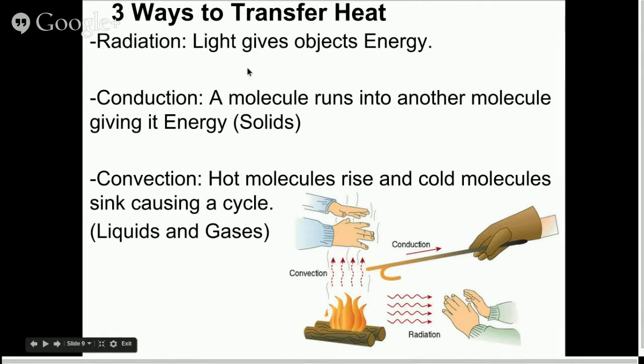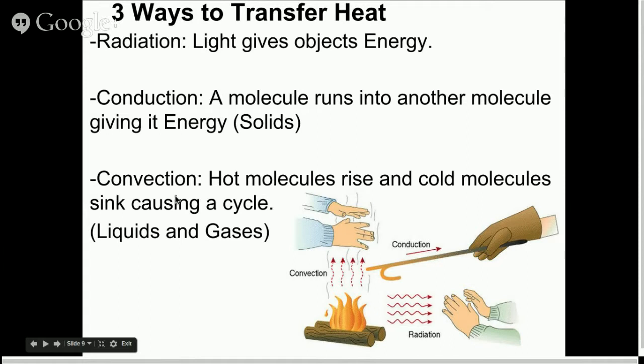Radiation. This is when light from a fire or a star or a light bulb or something gives objects energy as heat. Conduction. This is when molecules run into another molecule, giving it energy. This usually happens in solids, but it does happen in liquids and gases as well. This is the only way that it moves in solids, though.